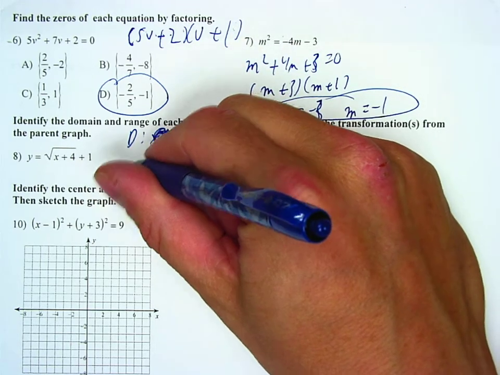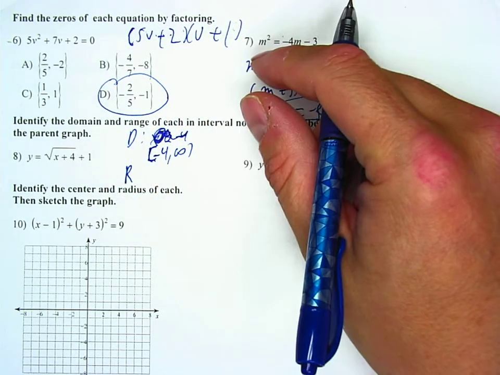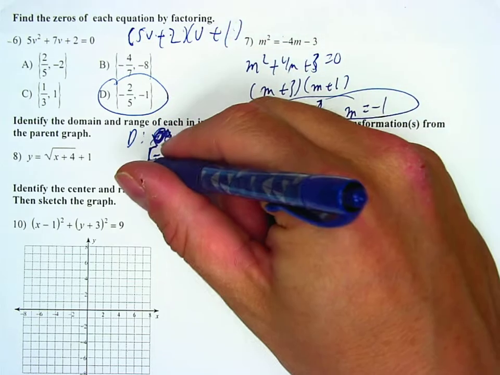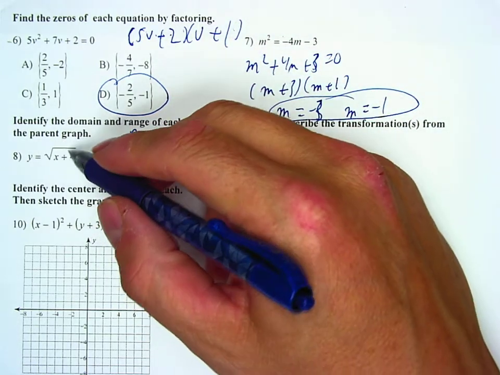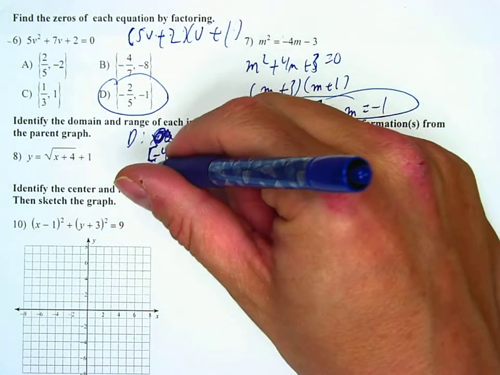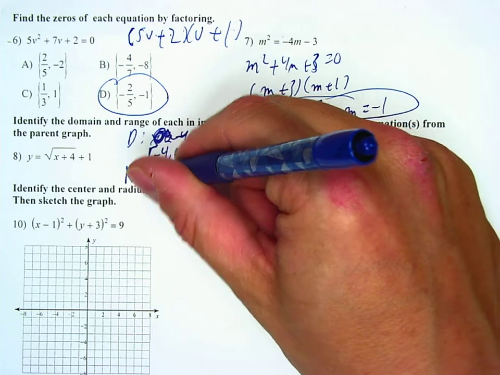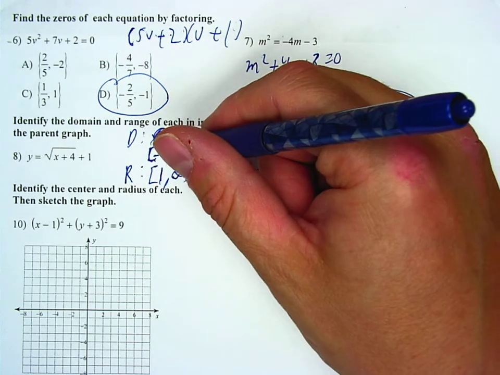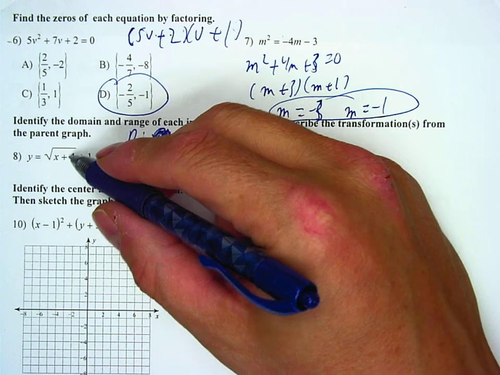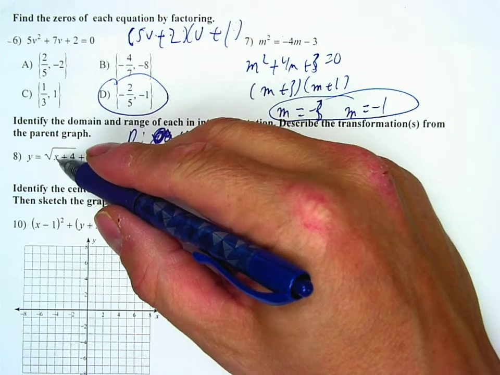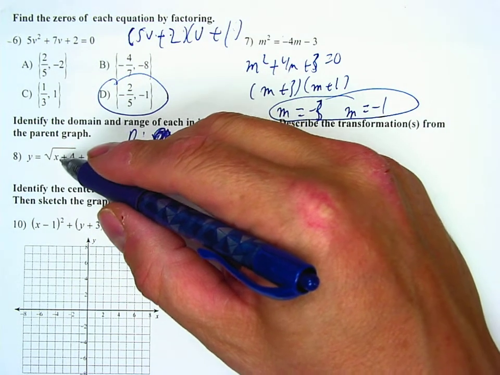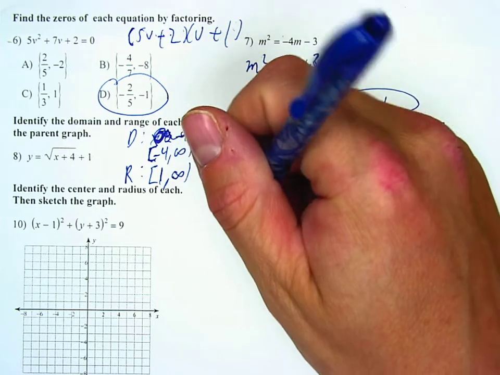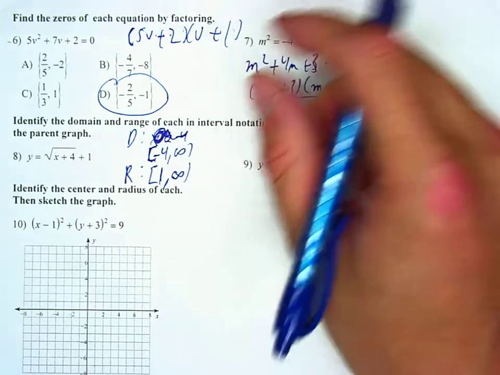The range here is going to start off at 0, because the smallest thing you're going to get out of a square root is a 0, and it's 0 plus 1. So the range starts at 1 comma infinity. I said 0, didn't I? 1. Because the smallest you get out of a root is 0 when you put in 0. Negative 4 plus 4, 0, which would yield a 1 from there.